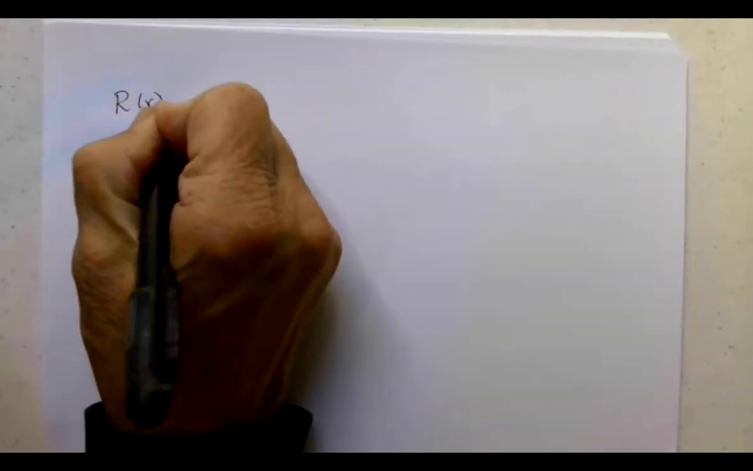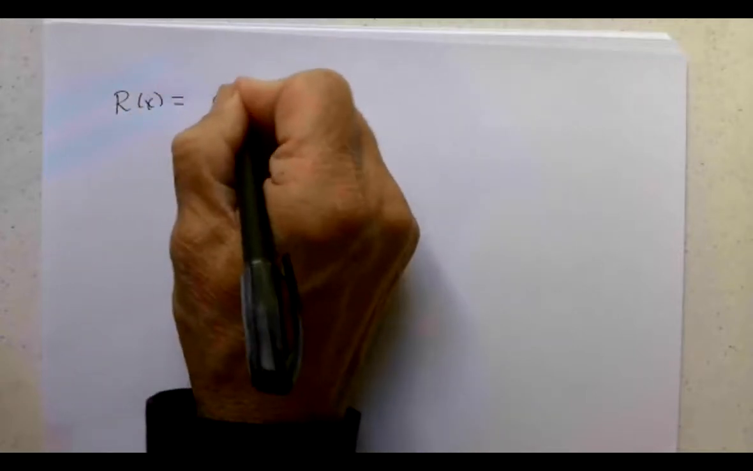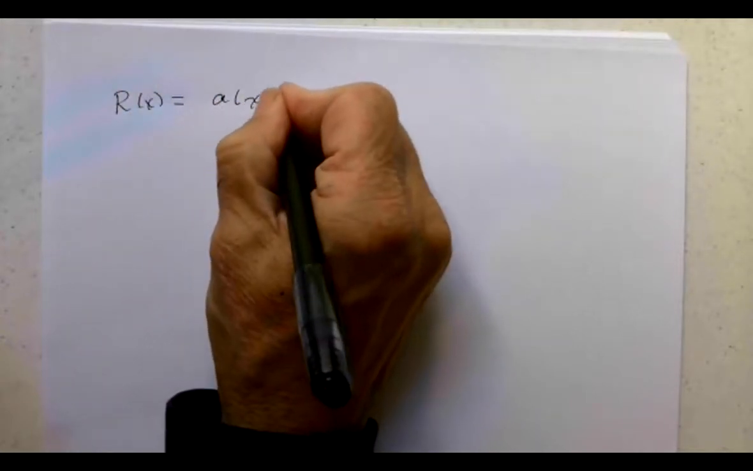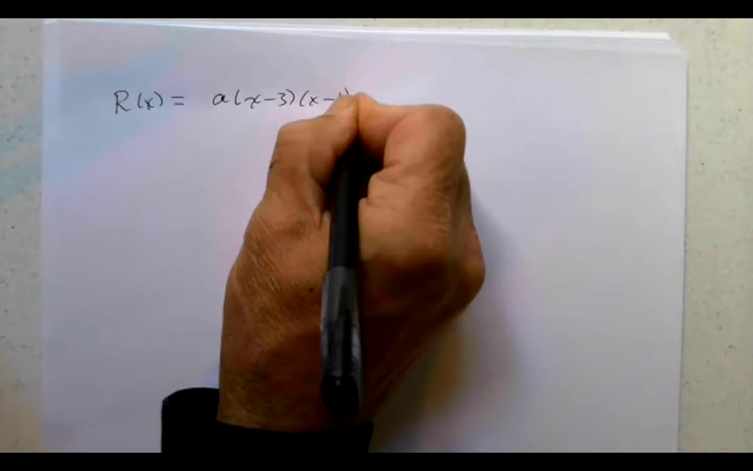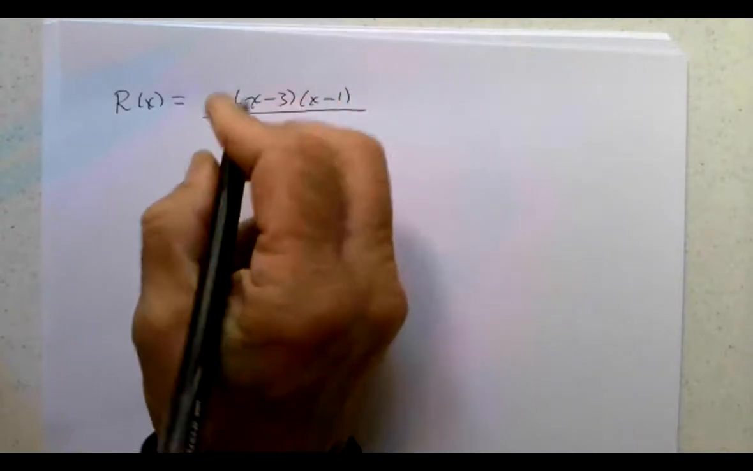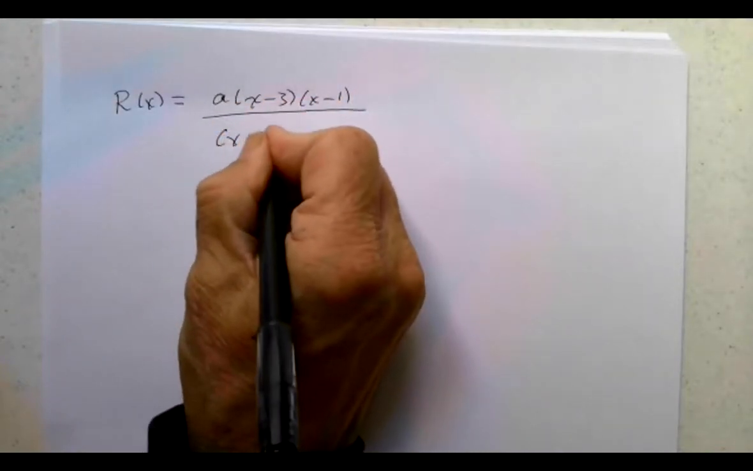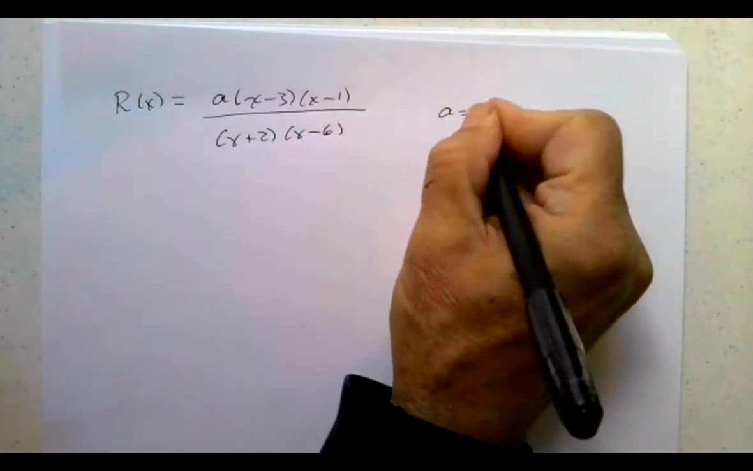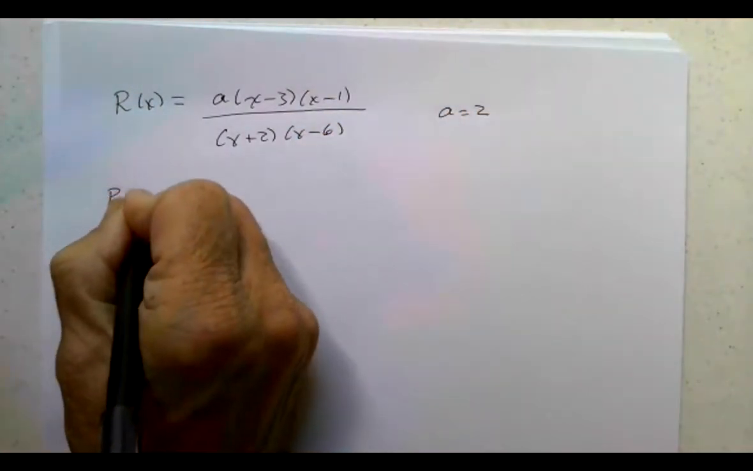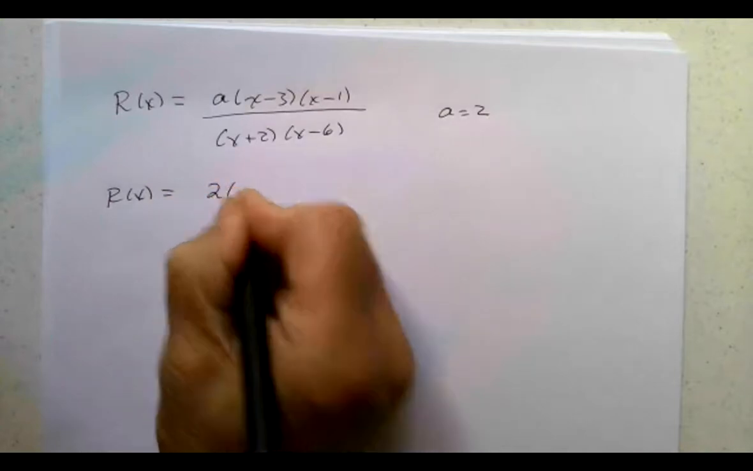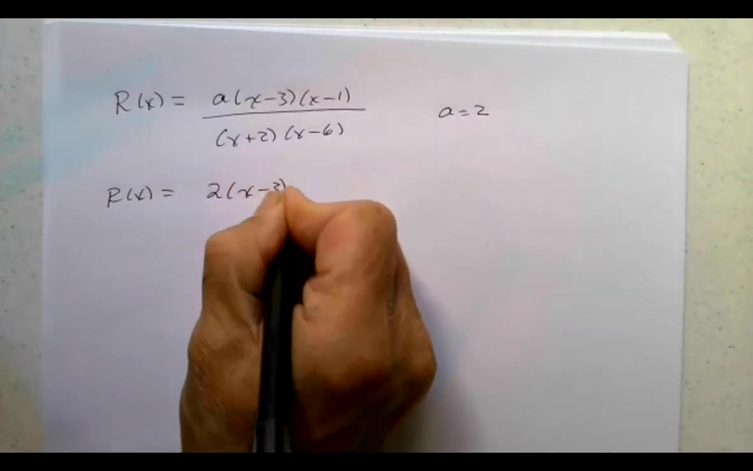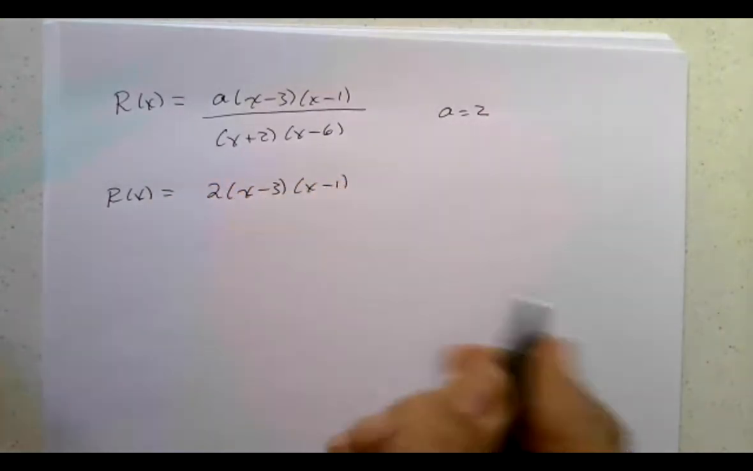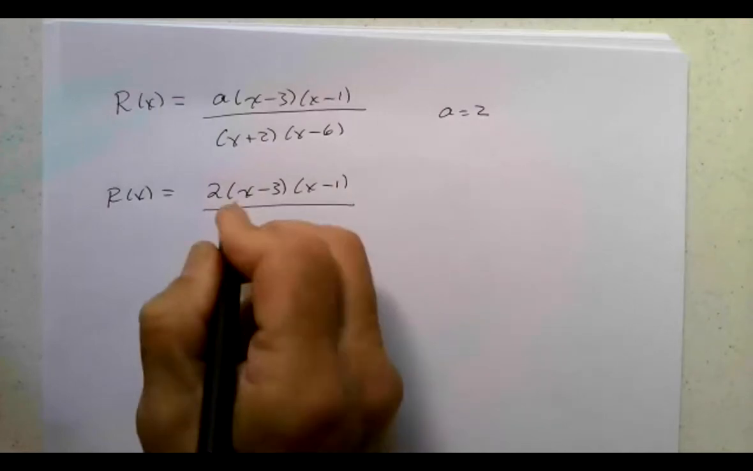So this is where we are recently. R of x equals a times x minus 3, x minus 1 over x plus 2, x minus 6. And we just said a is 2. So I should be at r of x is 2 times x minus 3, x minus 1 over x plus 2, x minus 6.